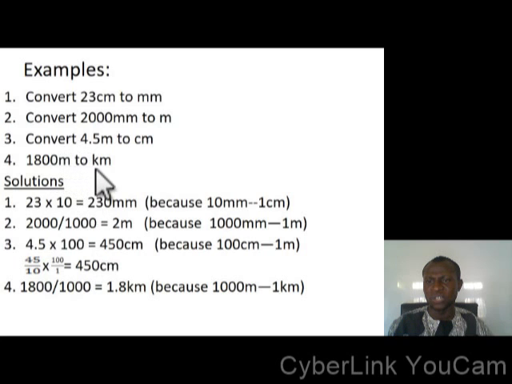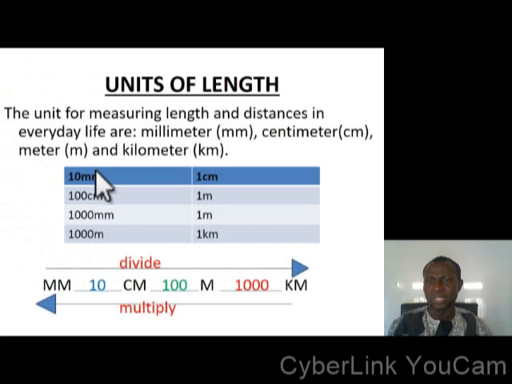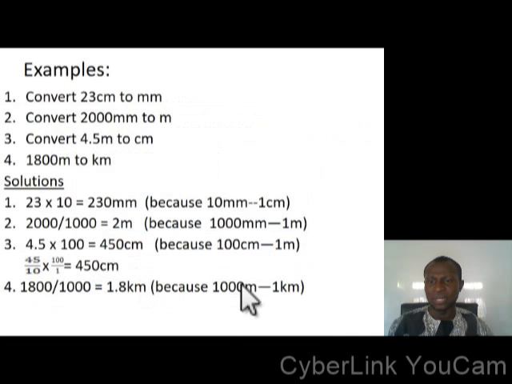Then the last question there, we have convert 1,800 meters to kilometers. Okay, let's look at it now. Meters to kilometers. You can see it here. So we are moving to the right, meaning that we have to divide meters to kilometers. We have to divide by 1,000.